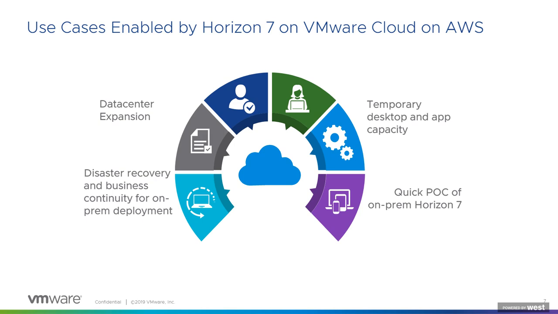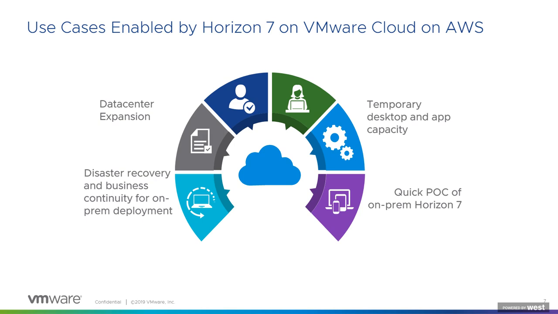The third use case is around temporary desktop and app capacity. So this is for customers who have summer interns, contractors, seasonal workers that only need to use their desktops for a few weeks or a few months out of the year. And so the hourly billing scheme on VMware Cloud on AWS is actually perfect for this particular use. And then finally, customers are also using VMware Cloud on AWS as a quick POC of on-prem Horizon 7 deployment. This is really because Horizon 7 works the same way, whether it's on-prem or on VMC, same architecture, right? So it's actually quite easy, if you don't have on-prem hardware, to run a POC on VMware Cloud on AWS.